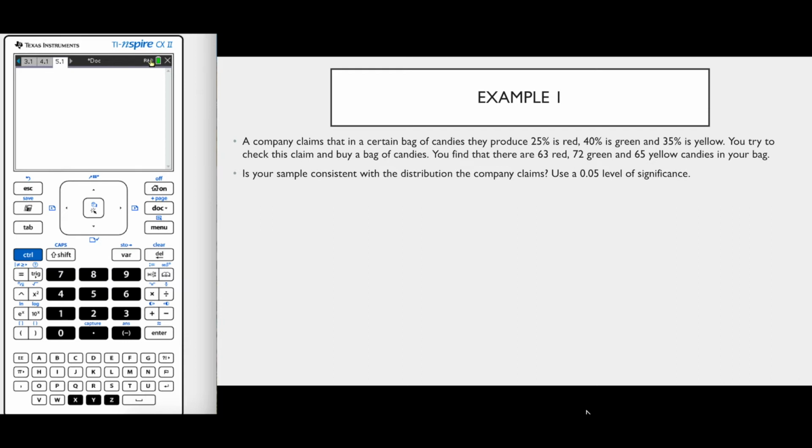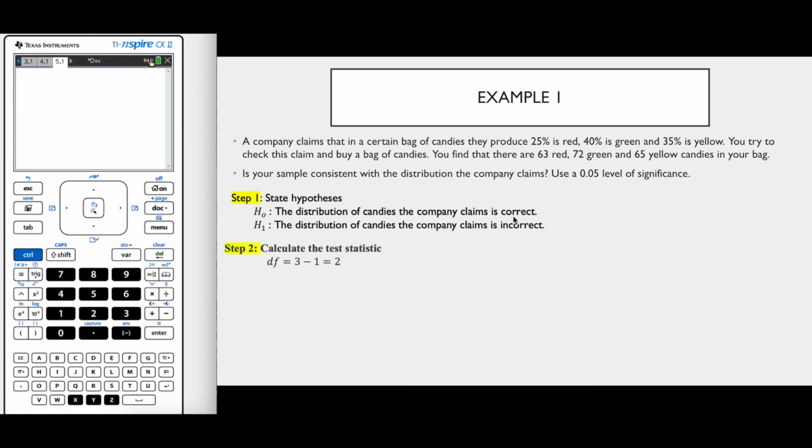Okay, so this question is asking us to check if the distribution is correct. So the first thing we need to identify is our null and alternative hypothesis. We want for the null hypothesis the company to follow the claim. So that means that there's 25% red, 40% green, and 35% yellow. Our null is that it does follow this distribution. And the alternative is that it does not follow this distribution.